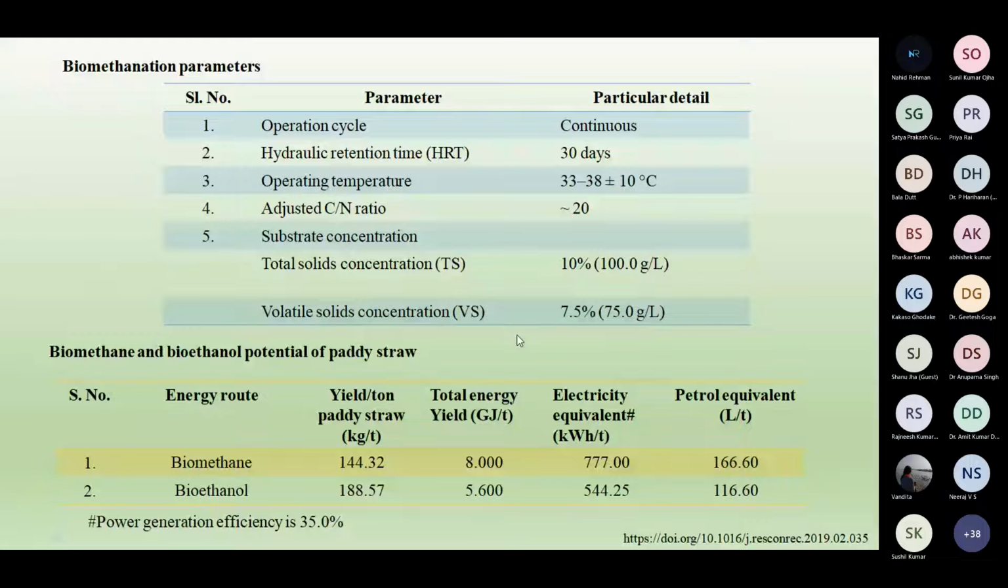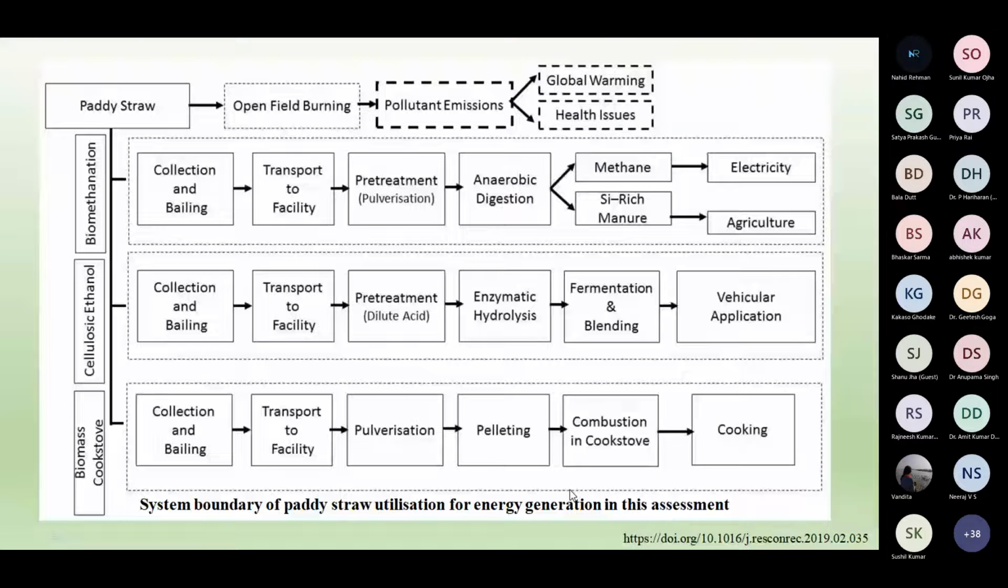They obtain biomethane and bioethanol using per ton of paddy straw, which is equivalent to the total energy. So then they used it and then they studied it in this scheme. As you know already, reduction in the global warming, reduction in the health related issues, and dependency on the renewable energy. So this is all about different case studies.